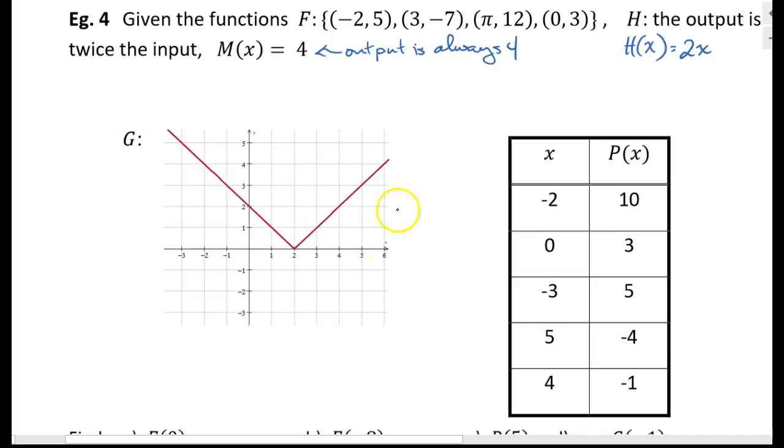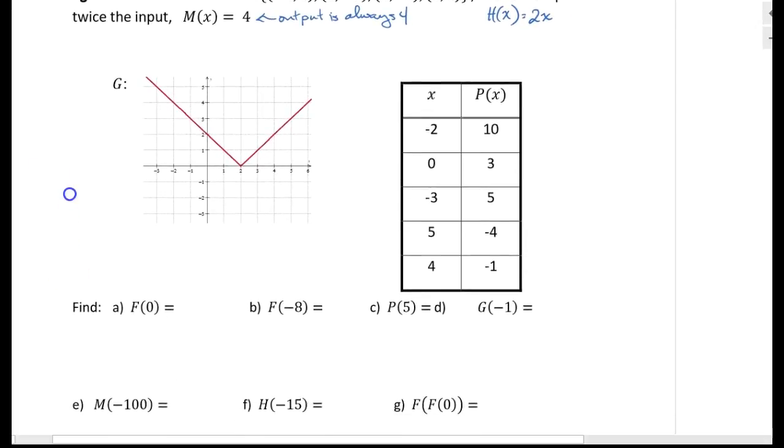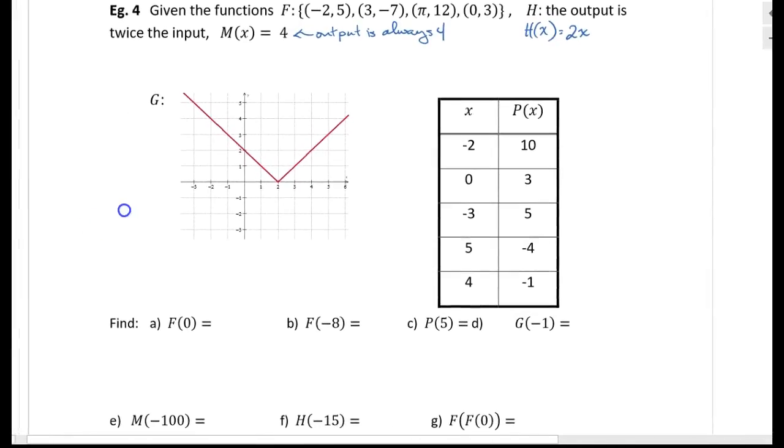Okay, G is defined as this specific graph. So all the points on these lines are part of function G. And function P is defined as these specific points. And again, just like function F, we can't assume that there's points in between. We're not allowed to do that, just the points that are given. I'm going to zoom out just a little bit because I'm going to have to refer back to this frequently.